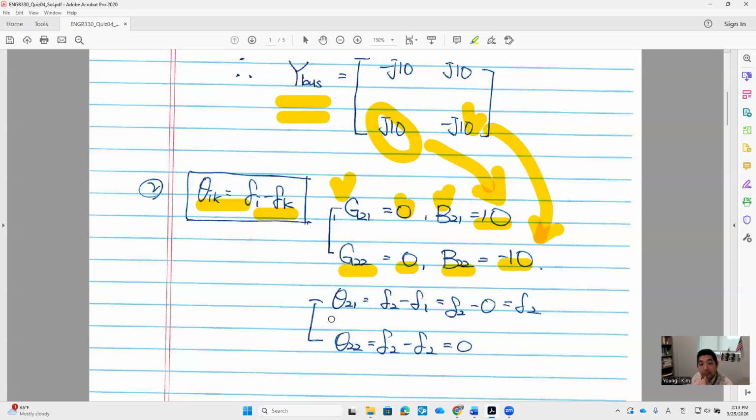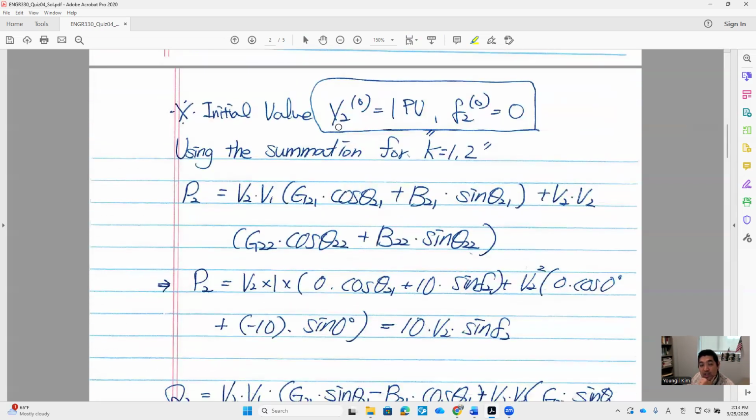So set that theta sub 21 is delta sub 2 minus delta sub 1. Delta 2 minus 0 is delta 2. And theta sub 22 is delta 2 minus delta 2, which goes to 0. The initial values at bus 2 from the question are V sub 2 and delta 2.